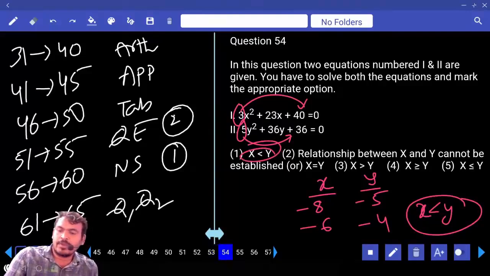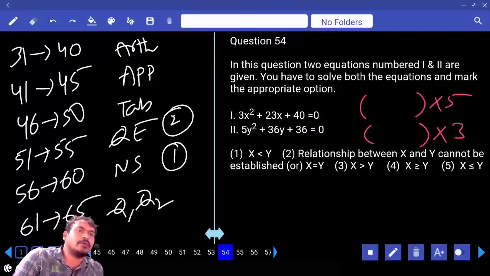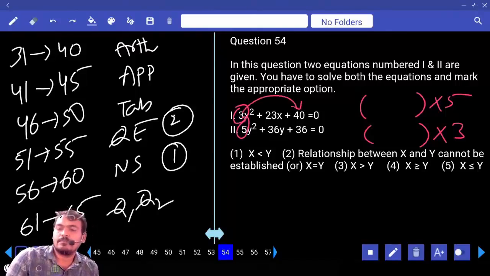Next question number 54. What is the coefficient of x square? 3. But the coefficient of y square is 5, so the x equation is multiplied by 5 times and the y equation by 3 times, or not? Because what is the LCM of 3, 5? 15. 3 how many times? 5 times. 5 how many times? 3 times.